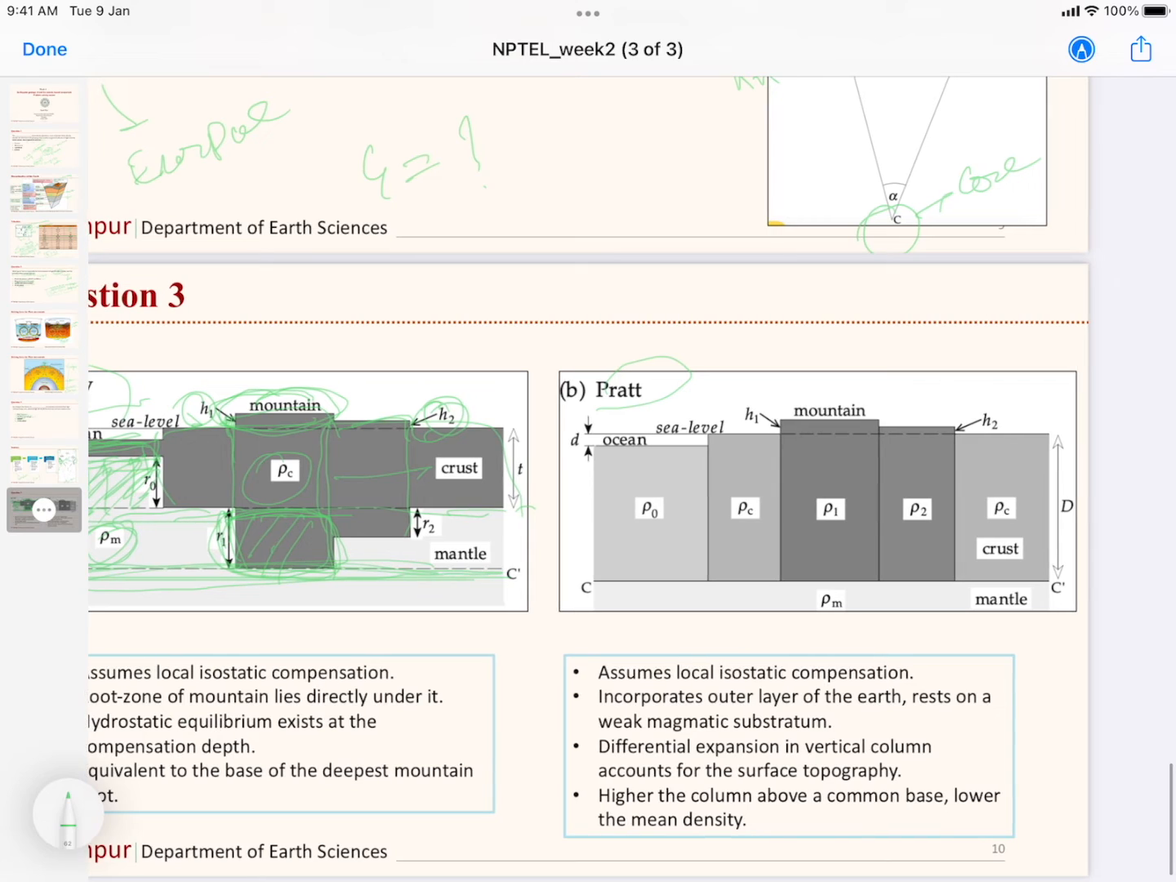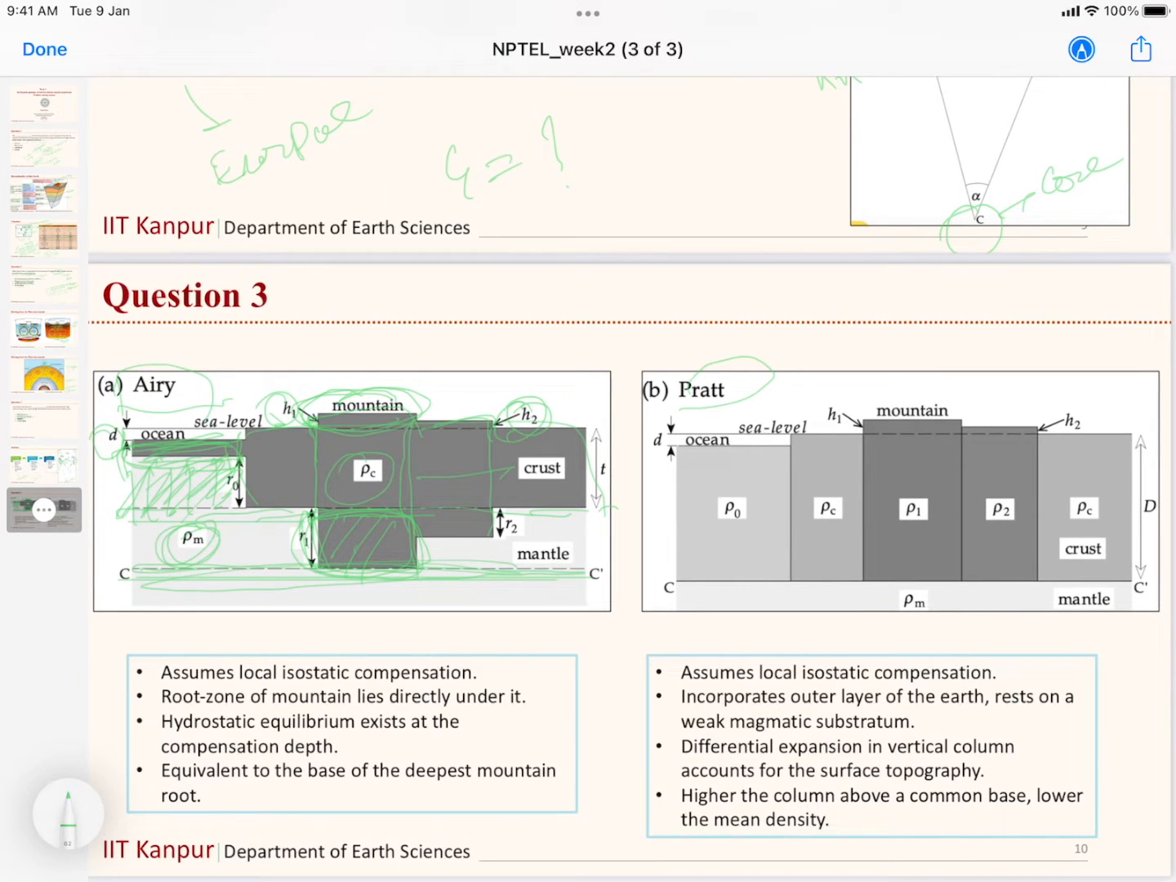And now let's move to the other model, that is the Pratt model. In this Pratt model, in contrast to the Airy model, where we can see the variation in depth, what they did was move the compensation depth. Now here we have a compensation depth below the mantle, but here we are getting the compensation depth at the crust mantle boundary. So that is the one major difference between these two models. To maintain this hydrostatic equilibrium, it changes the density.